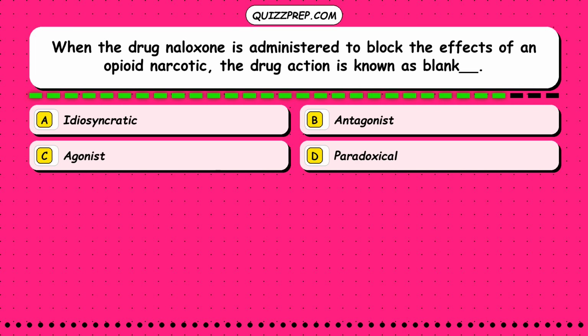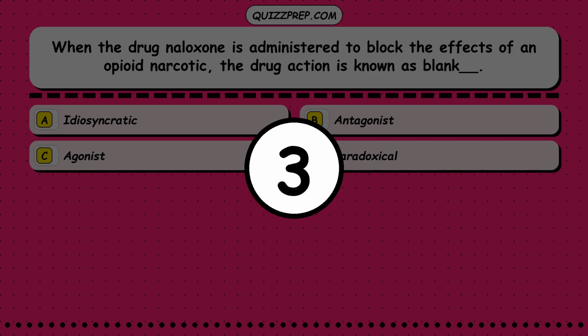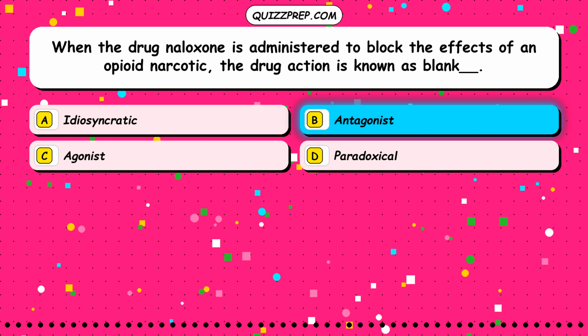Question 38. When the drug naloxone is administered to block the effects of an opioid narcotic, the drug action is known as blank. Option A, idiosyncratic. Option B, antagonist. Option C, agonist. Option D, paradoxical. The correct answer is option B, antagonist.